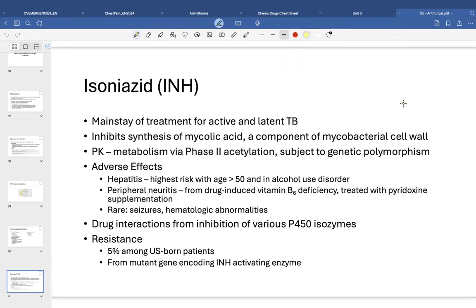This is metabolized by a phase 2 reaction called acetylation. And acetylation actually happens to be subject to genetic polymorphisms. So we have fast acetylators and slow acetylators. That is determined by your genetics. Slow acetylators will not metabolize the drug as fast and could be more likely to develop toxicity, whereas fast acetylators clear the drug faster and have a lower incidence of side effects.